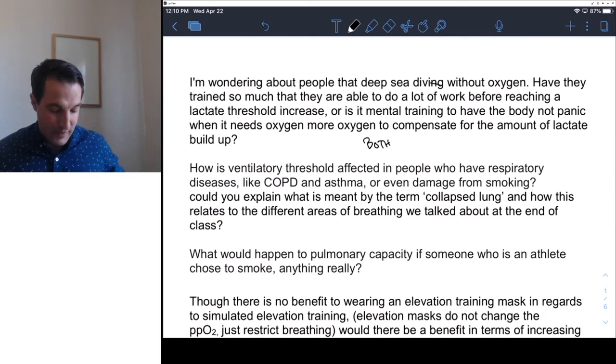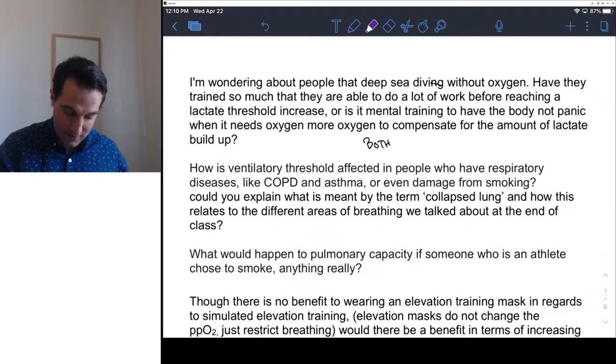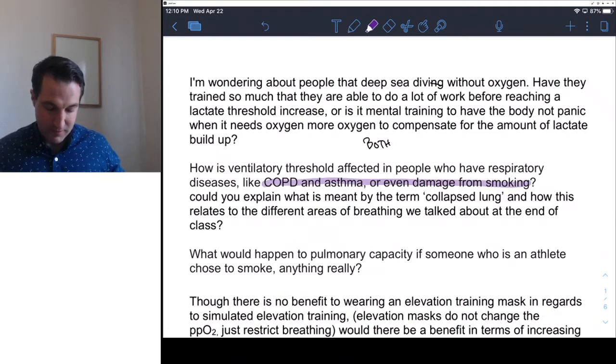All right, moving on. How is ventilatory threshold affected in people who have respiratory diseases like COPD and asthma, or even damage from smoking? Great question. Could you explain what is meant by the term collapsed lung and how this relates to different areas of breathing we talked about at the end of class?